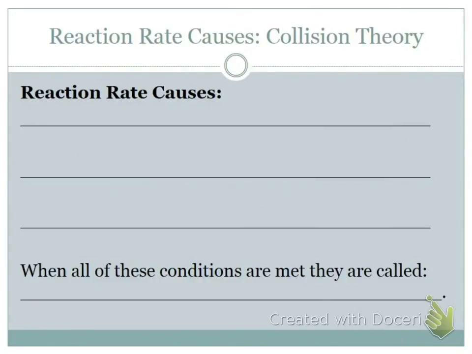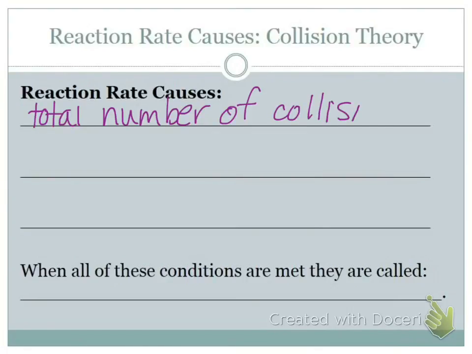The reaction rate causes, in other words, why do reactions even happen? There are some conditions that have to be met for them to even happen. And the first one is the number of collisions, so total number of collisions of the particles. If you don't have enough collisions, you won't have a reaction. The other thing, the next one, is orientation of the particles. If you do not have a proper orientation when the particles collide, there will be no reaction.